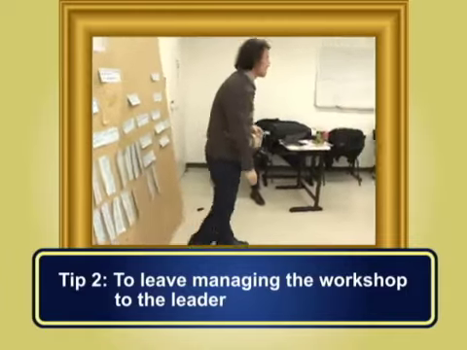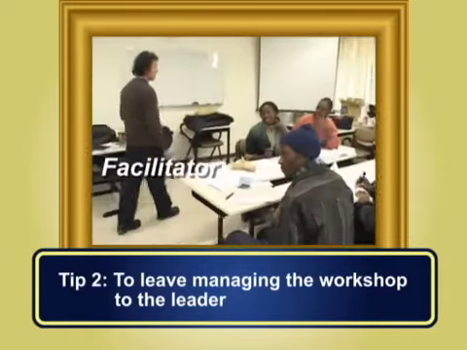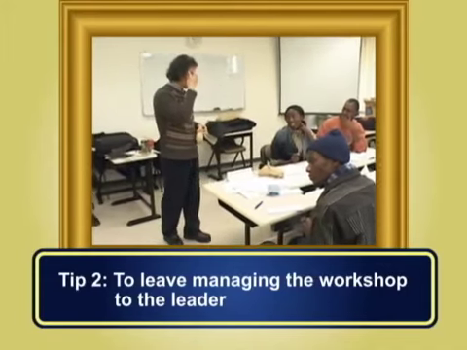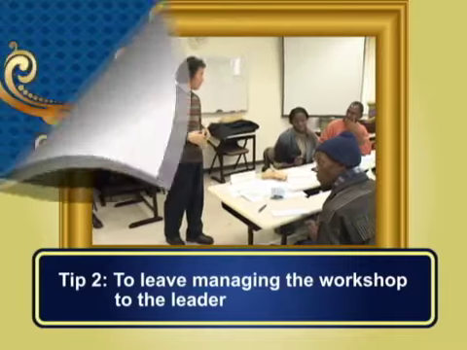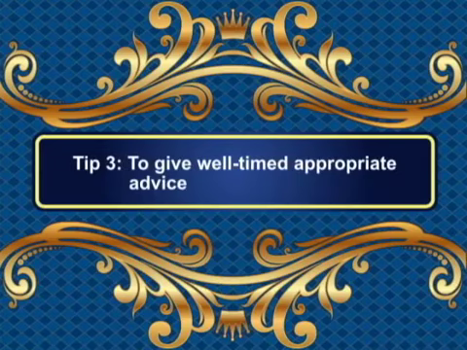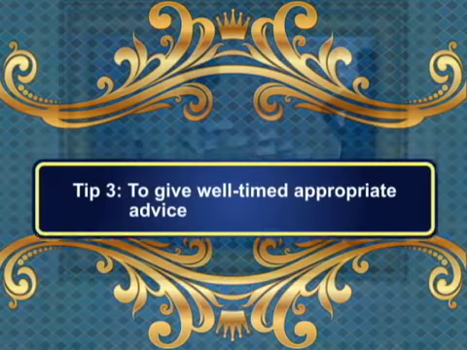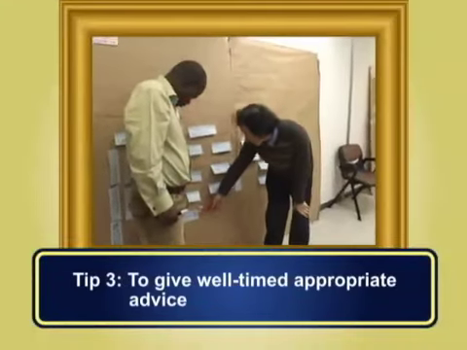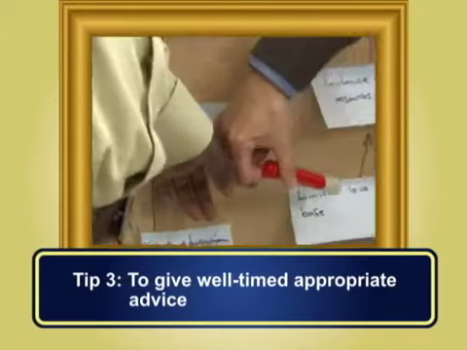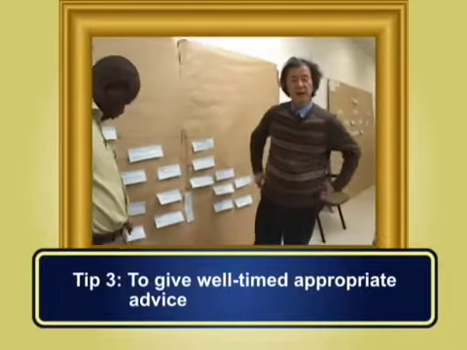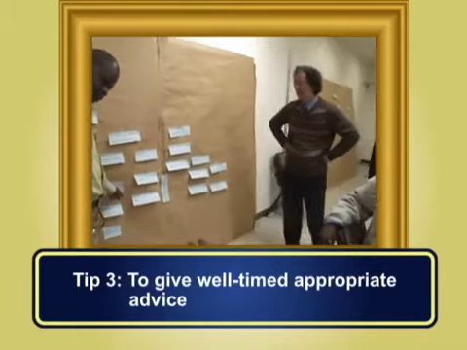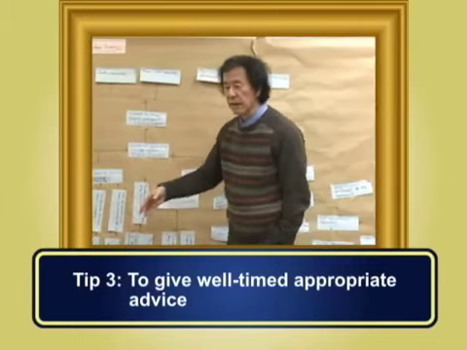A facilitator and a co-facilitator are to observe the leader and the other participants and give advice when necessary. Tip 3. To give well-timed, appropriate advice. A facilitator is required to give advice when necessary while the leader and the other participants are having the workshop. Please grasp the proceedings of the workshop and give concrete advice, properly timed.